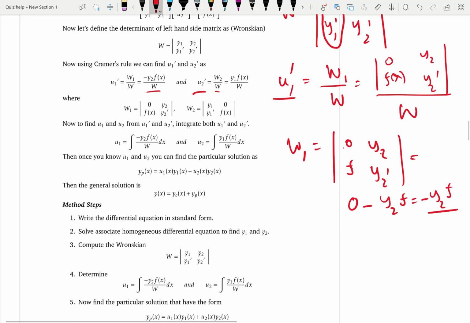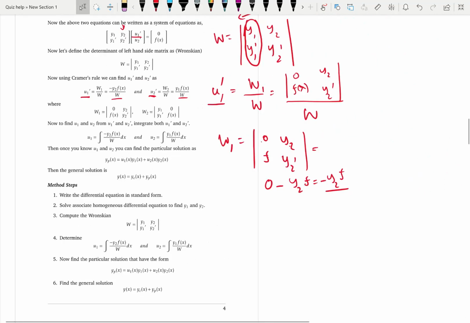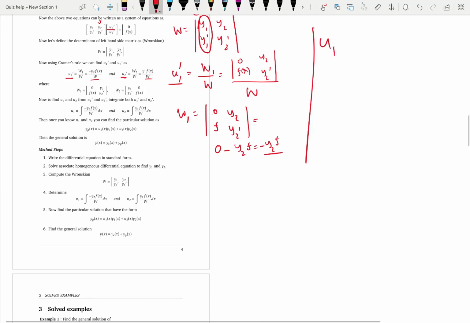You will get one nice function. Okay, it's not a matrix. So similarly, you can find u2 prime as y1 times f over w. All right, so now we know u1 prime and u2 prime. So let's write it down. Let me show you. u1 prime is negative y2 times f over w, u2 prime is y1 f over w.